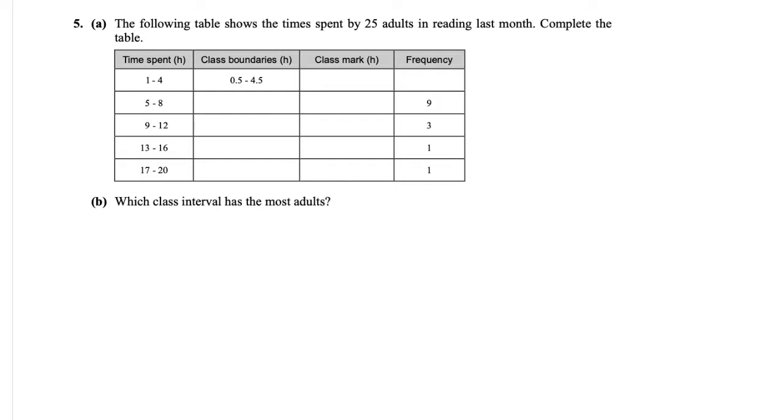For this question, the frequency should add up to give you 25. Therefore, this one will be equal to 25 minus 1, minus 9, minus 3, minus 1, minus 1. Therefore, you will have 11 here. Okay, and then for the class mark, you will just add them together, so you have 2.5, and then for the next one, 6.5, and then 10.5, 14.5, and 18.5. You just add them together and then divide by 2. This one, 1 plus 4 divided by 2. 5 plus 8 divided by 2. And then this one, 9 plus 12 divided by 2, and so on.